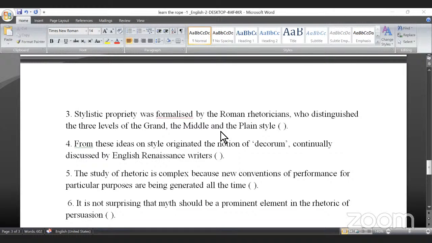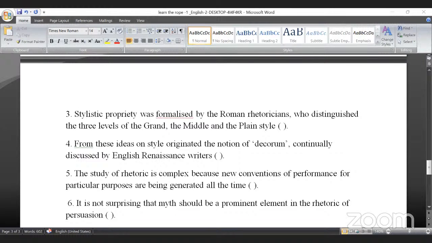Noun clause, somebody has already answered. So people who have told me adverbial clause and adjectival clause, you explain why this is. Tell me which part is the subordinate clause. What have you identified as the subordinate clause? From these origin ideas on style originated the notion of decorum.